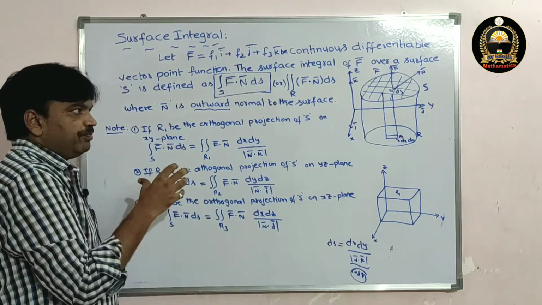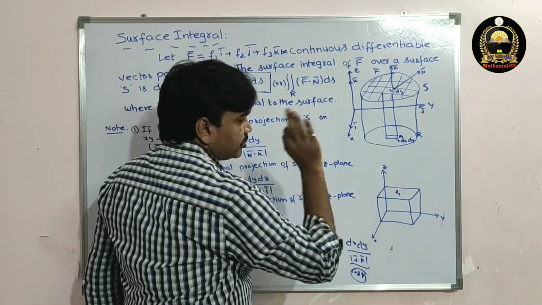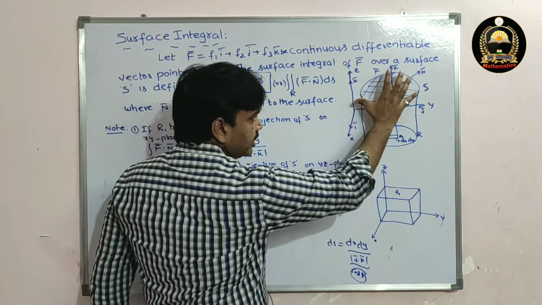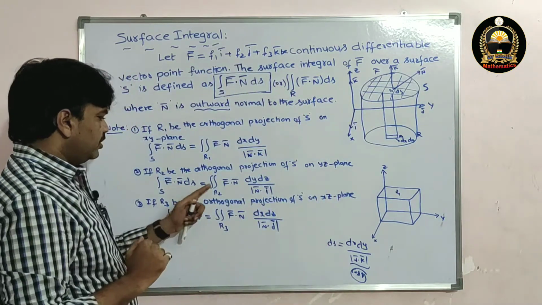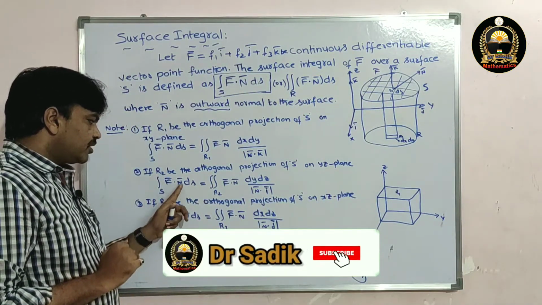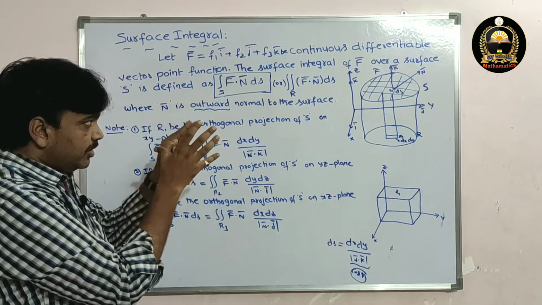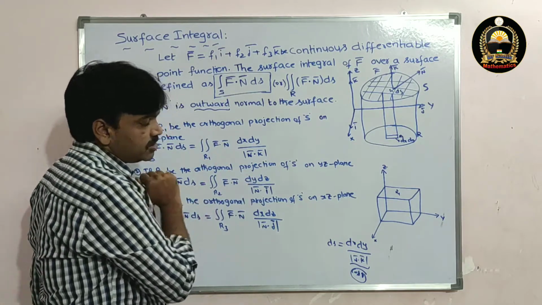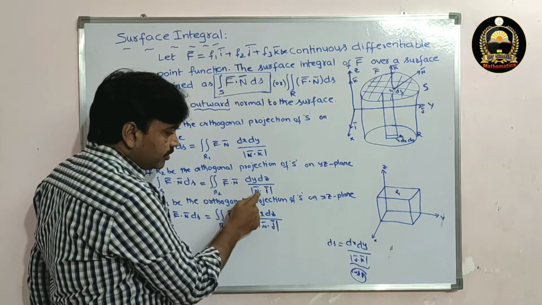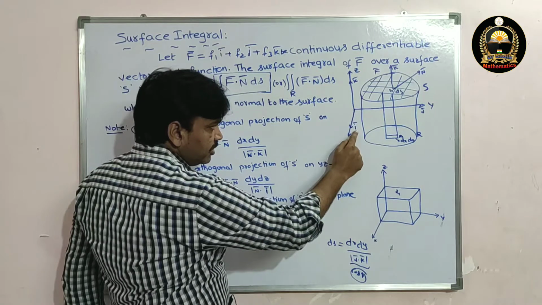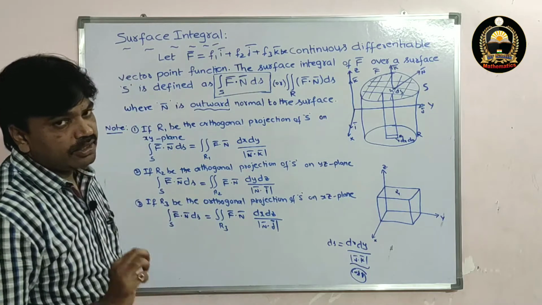Now, if I am taking the projection of S on the yz plane, then the integral over S of f bar dot n bar ds is equal to the double integral over R2 of f bar dot n bar dy dz divided by modulus n bar dot i bar.